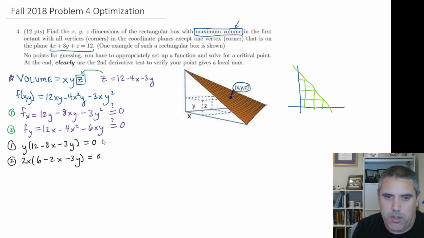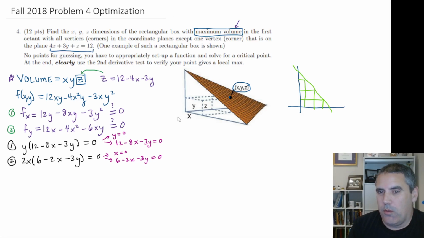Now, there are two possibilities from both of these. One is that y could be 0. The other is that 12 minus 8x minus 3y is 0. Similarly, from this one, we could say x equals 0 or 6 minus 2x minus 3y is 0.